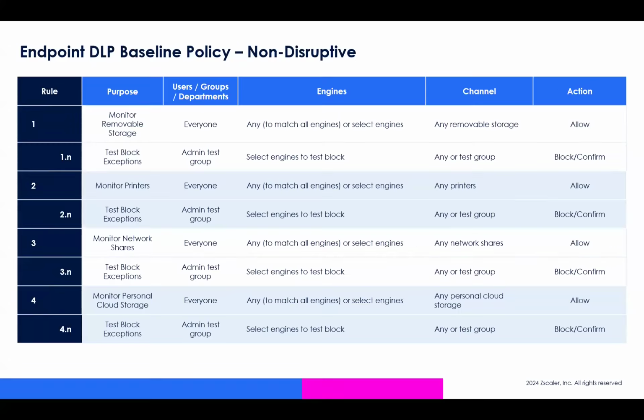Our first pair of rules applies to the removable storage channel. Rule number 1 monitors removable storage for all users with as many engines as applicable, and an action allow in order to make sure that this policy does not block. By contrast, the exemption rule here applies to our test group and is set to block. The remaining policies are built according to the same model. The second pair of policies monitors printers, with an exemption rule limited to our admin test group set to block. The third pair monitors network shares, again with an exemption to block for the test group. And the fourth pair monitors personal cloud storage, with again an exemption to block for the test group.